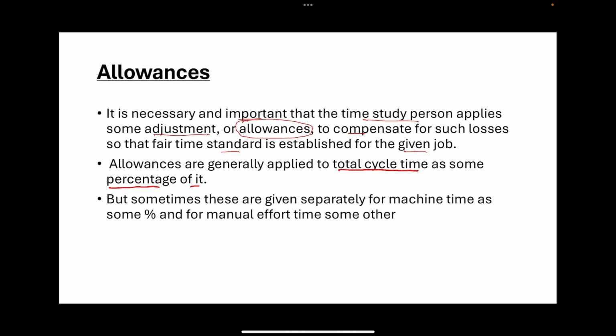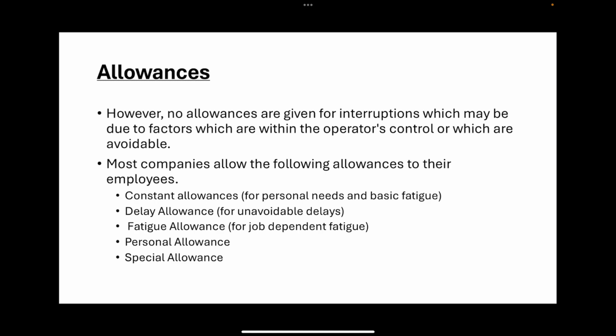Sometimes these are given separately, as some percentage for the machine time and some other percentage for the manual effort time. Note that allowances are given for interruptions, but not for those which may be due to factors within the operator's control or which are avoidable. For this purpose, no allowances are given. So let us see what are the different allowances given by the companies.